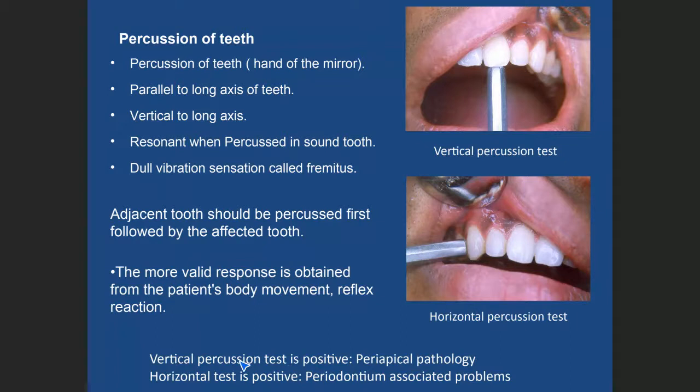Okay, and if the vertical percussion is positive, this is a sign of periapical infection. If the horizontal test is positive, this is a sign of a periodontal problem, like maybe a pocket is there or a periodontal abscess is there. But if the vertical is positive, that means the infection, because of caries or trauma, there is pulpitis, and then the infection has gone to the periapical region, which is causing this pain.